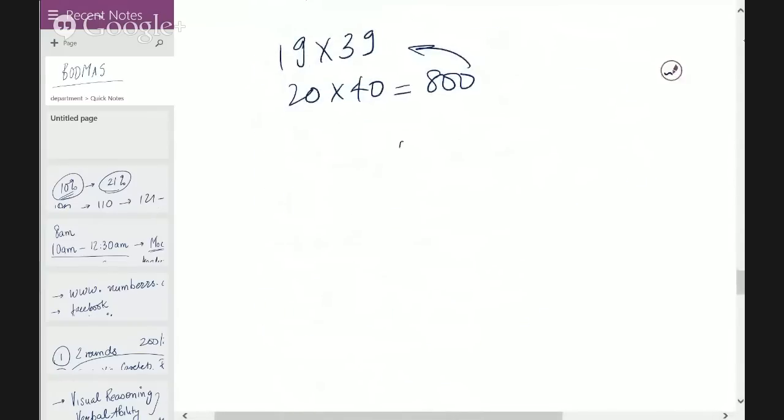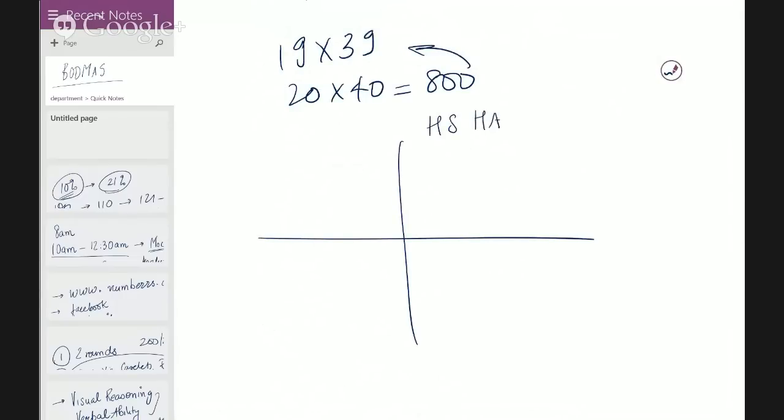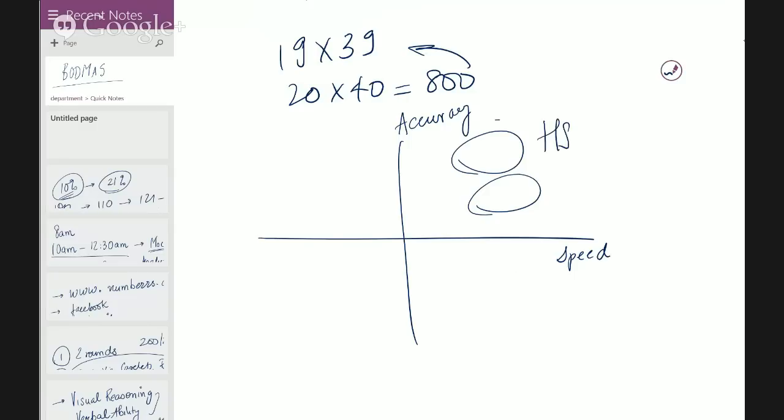Also try to make a graph like this. High speed, high accuracy. Basically the x-axis will say speed, the y-axis will say accuracy. Make sure that all your areas come in this way. This zone is called the high speed, high accuracy zone. This zone is called the high speed, low accuracy zone. This is the low speed, low accuracy zone. This is the low speed, high accuracy zone. Our motto is to get everything here.